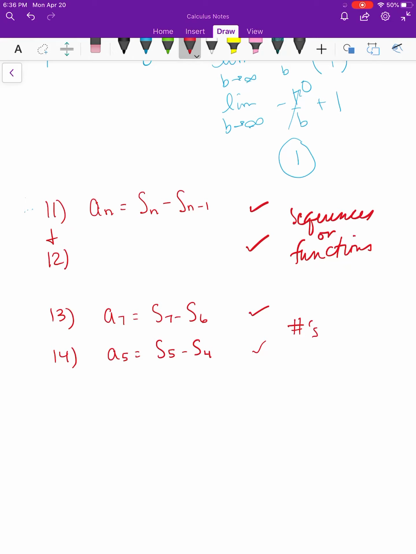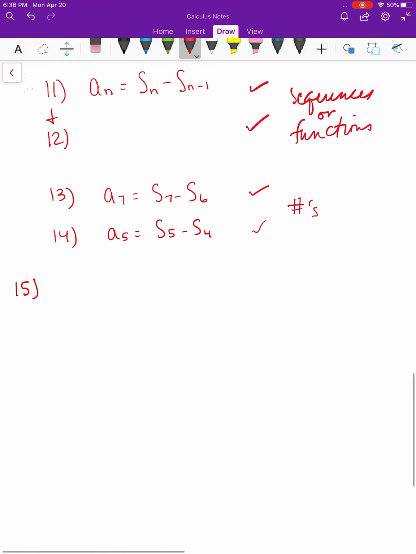And, you know, these are going to give you actual numbers as answers. And these are going to give you, you know, basically sequences or functions, right? Sequences or functions, you know, f sub n's.